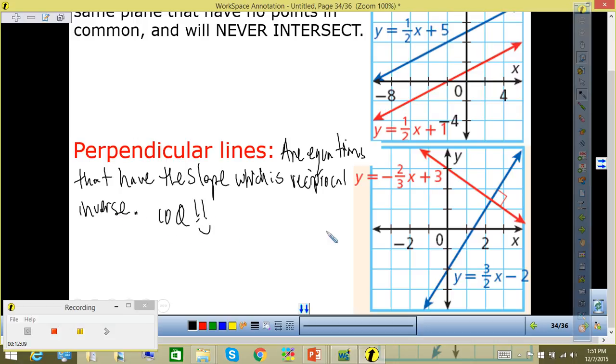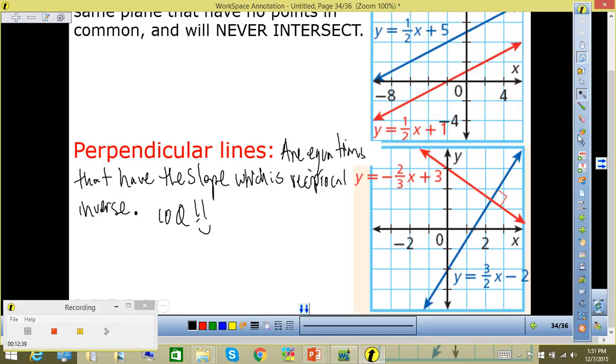Now check this out. Look at this one. What is the reciprocal of 2/3? 3/2, right? But what sign is this one? And what is the inverse of a negative? That's why it's reciprocal inverse. Now notice that I ended the definition. So what does that mean? That the y-intercept doesn't really matter. It could be the same or it could be different.